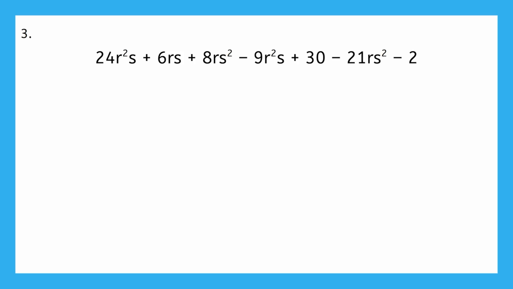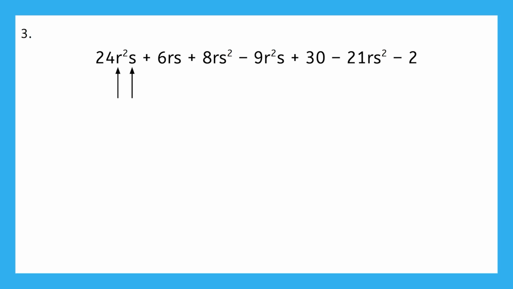I think we're ready to step up to the next level here. Our third expression is, oh boy, 24r squared s plus 6rs plus 8rs squared minus 9r squared s plus 30 minus 21rs squared minus 2. Whew! What's new in this expression? Yeah, we've got two different variables, r and s.